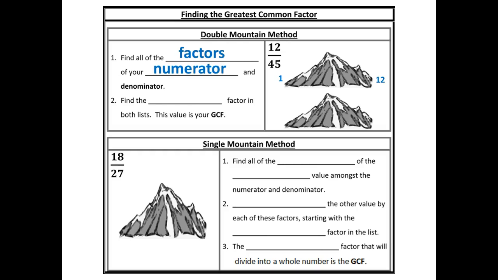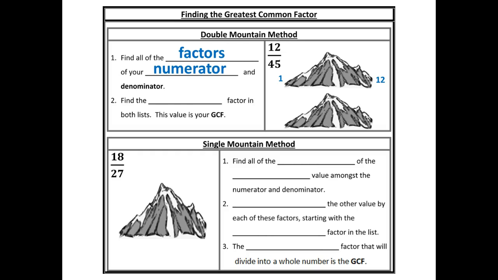1 times 12 makes 12. Numbers on opposite sides of the mountain multiply together. Now you don't have to put in mountains. You can just draw a big angle up and an angle down. That's all you need. Now I'm going to climb the mountain.